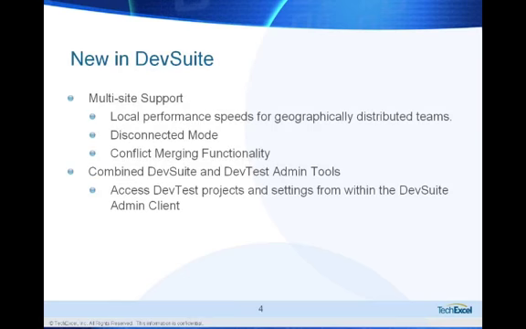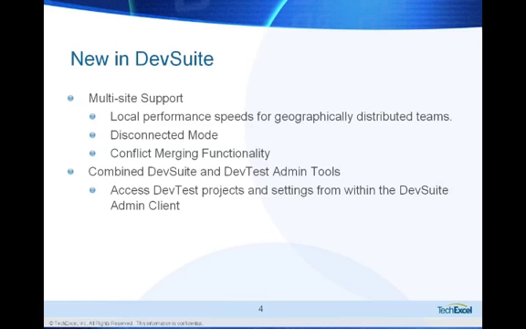So in terms of what's new in DevSuite as it relates to multi-site, there's two main components of multi-site that are included in the 9.0 build. The first is multi-site itself, which provides local performance speeds for globally distributed teams by allowing them to have replicated databases, web servers, and application servers. Though replication is probably not the best term to describe exactly how we manage that, but I will dig into the details of how it all works in just a second.